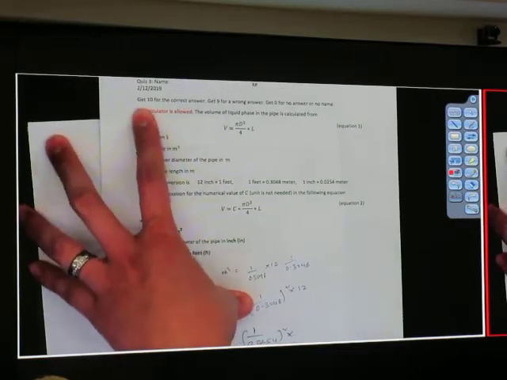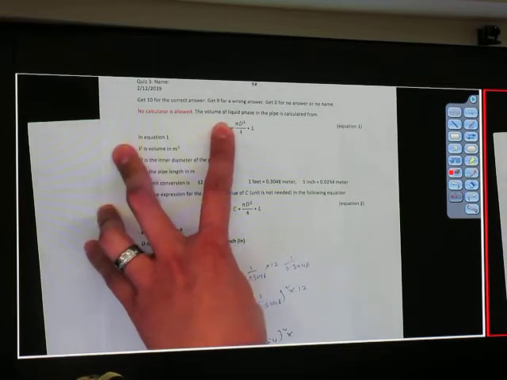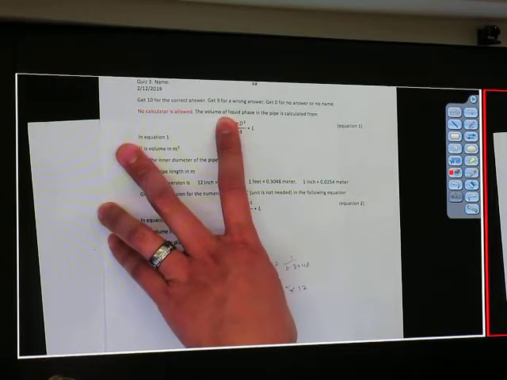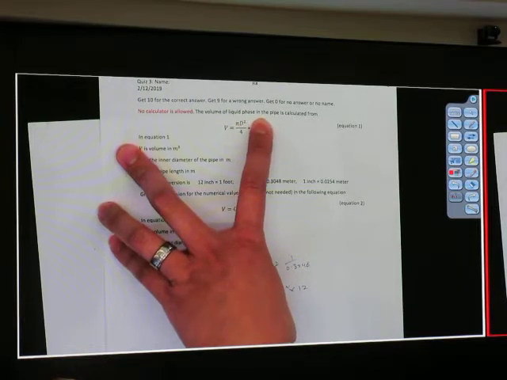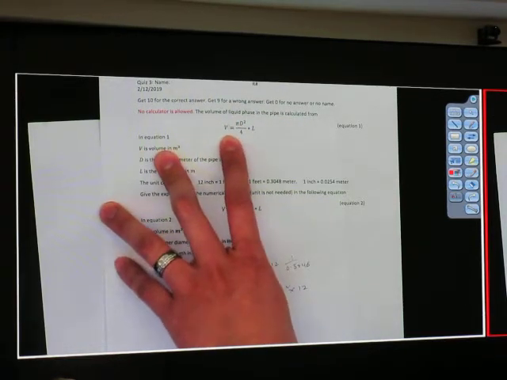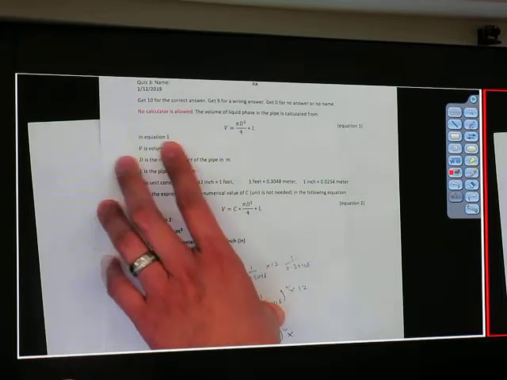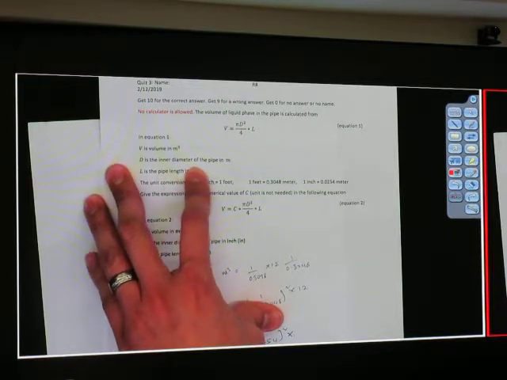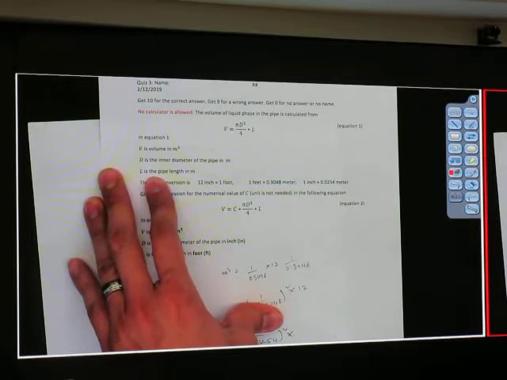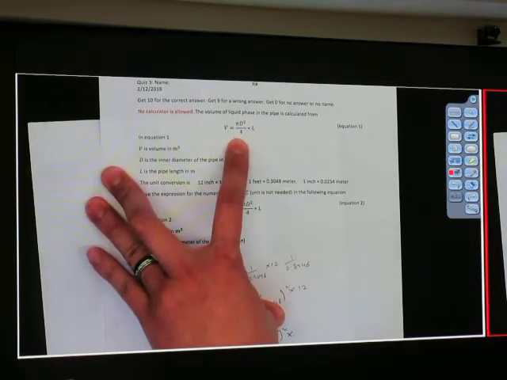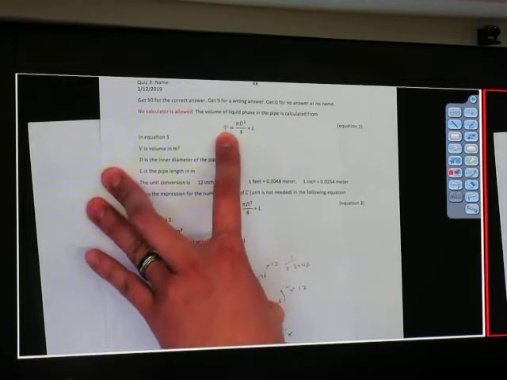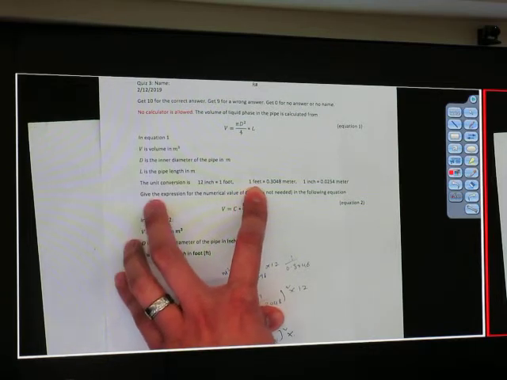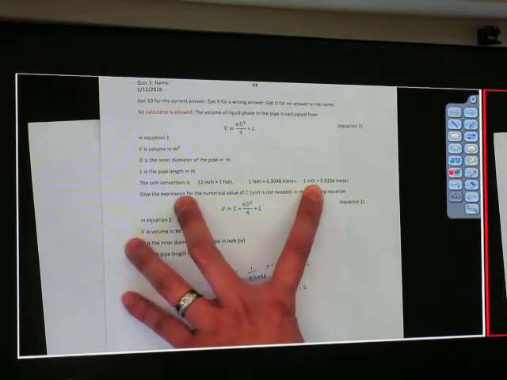Okay. Let me write this. The volume of liquid phase in the pipe is calculated from that equation: V equal to pi D squared over 4 multiplied by L. In equation 1, V is volume in cubic meter, D is the inner diameter of the pipe in meter, L is the pipe length in meter. So everything is meter. Got it? Everything is meter and it doesn't need C. The unit conversion is 12 inch equal to 1 foot, 1 foot equal to 0.3048 meter, 1 inch equal to that.